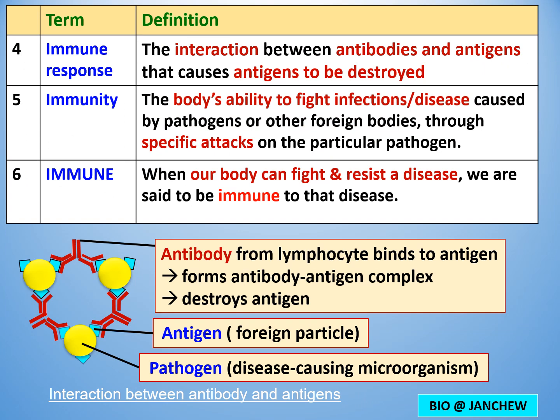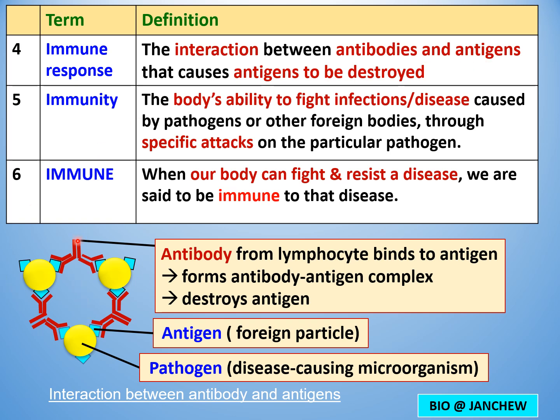The next term is immune response. What is it? An immune response is the interaction between antibodies and antigens that causes the antigens to be destroyed. So we know that antibodies destroy antigens, but how do they do it? Let's have a look at this picture here.